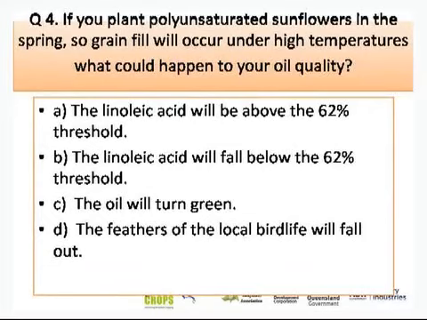This is always my favourite question. If you plant polyunsaturated sunflowers in the spring, so that they're filling their seed under warm temperatures, what could happen to oil quality? Linoleic acid could be above the 62%. It could fall below the 62% required level. The oil will turn green, or all of the birds around the area will lose their feathers. Yep. Quite correct, it is B. Linoleic acid levels will fall below 62%. And probably I lied earlier, because that actually is my favourite slide, I think.